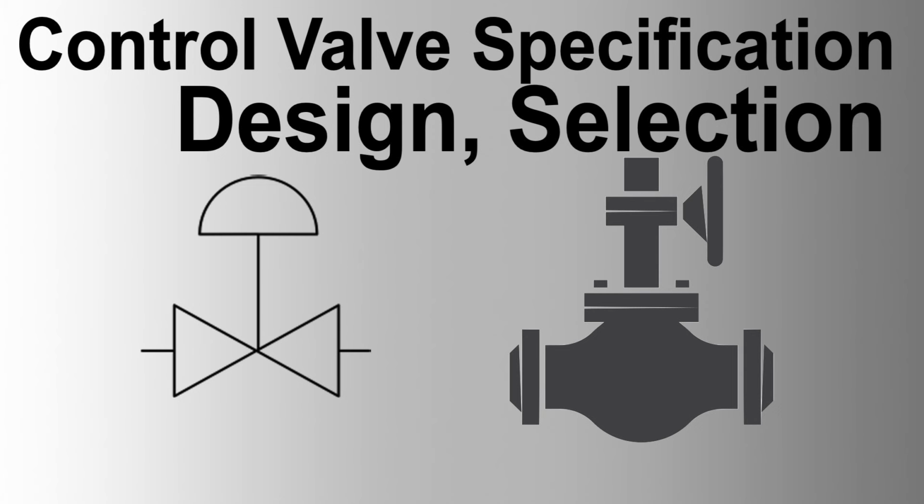12. Noise and cavitation control. 12.1 Noise control. As per IEC 60534-8. Limits: noise level 85 dBA at 1 meter from the valve. 12.2 Cavitation and flashing. Avoid cavitating and flashing conditions through proper valve selection and sizing. Use hardened trim materials like stellite for erosive services.